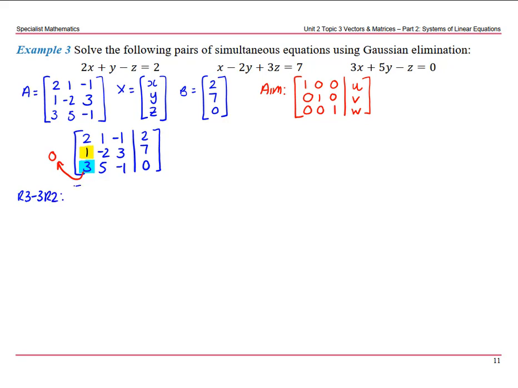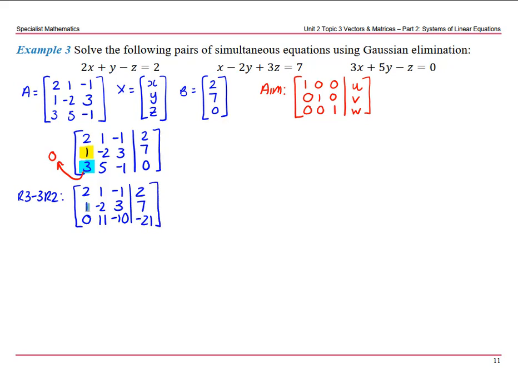So when we write our matrix, we know that row 1 and row 2 stay the same. And we're going to work with row 3. So 3 take 3 lots of 1 is 0. 5 take 3 lots of -2 is 5 take -6, which is 5 plus 6, so that's 11. -1 minus 3 lots of 3, so -1 minus 9 is -10. So now we have 0 take 3 lots of 7, so that's -21.